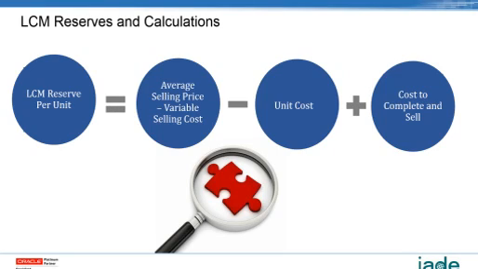So if it's finished good, then you probably will have, let's say, 3-4% as your cost to complete and sell. But if it is a mid-level item, in between in your product structure, some sub-assembly or some raw material, then for those items you can use cost to complete and sell very intelligently to come up with the right LCM reserve number.